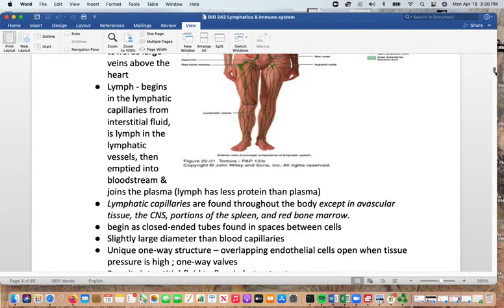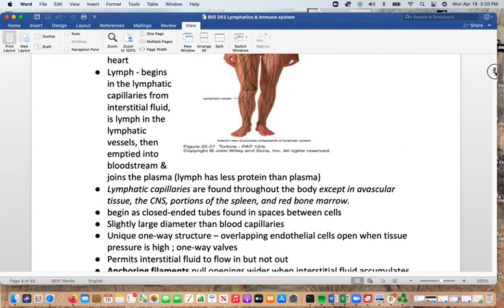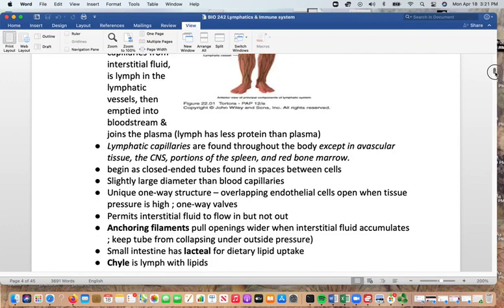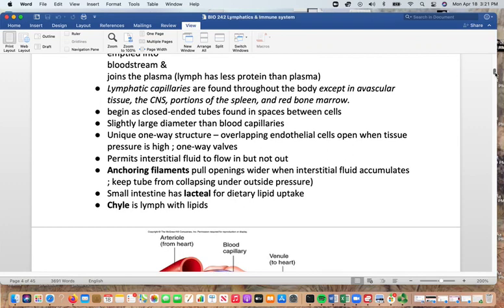So your lymphatic capillaries are found throughout the body, except in the avascular tissues, the CNS, portions of the spleen, and the red marrow. But they are pretty much everywhere else. So they start as closed-end tubes, and they're found in the spaces between the cells. They are a little bit larger diameter than the blood capillaries, but they've got a one-way structure.